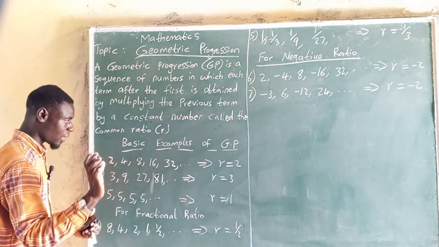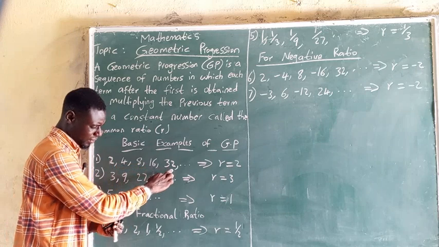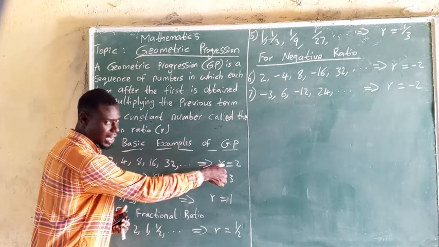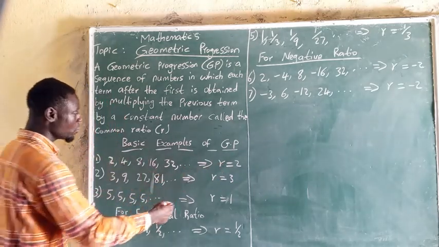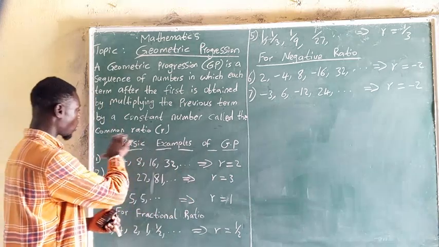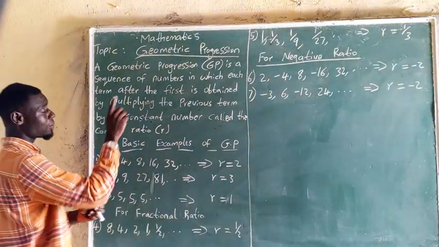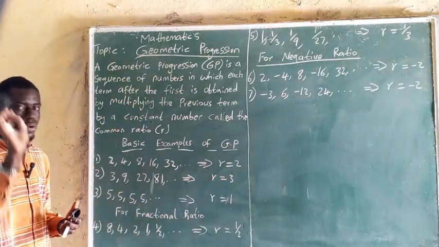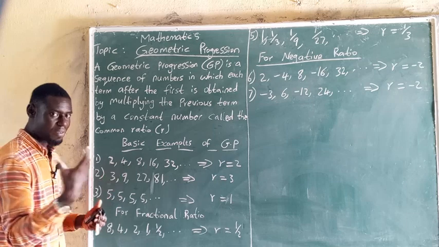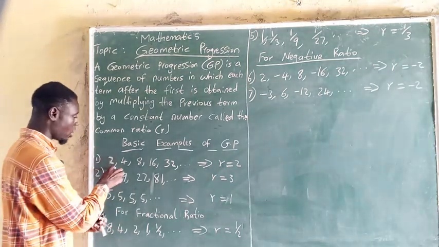So what do we do now? Look at what I'm going to do. I said 2, 4, 8, 16, 32, and it continues. This small letter r is used to denote common ratio. It is very important in geometric progression that you first of all know how to get your common ratio before you talk about your first term. What is the first term? The first term is the first number that occurs in your sequence.